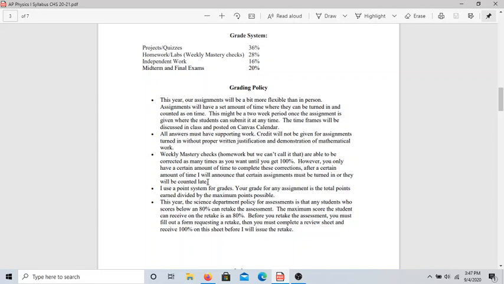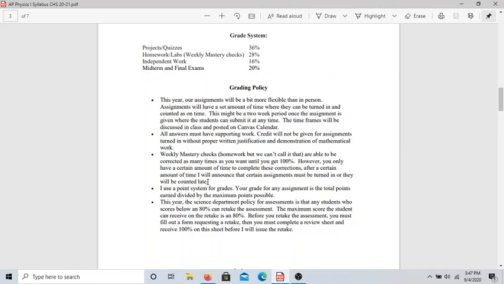I don't really know how you rescore on a project, and you shouldn't be getting lower than 80 on a project. But basically, for any quiz you take, if you get lower than 80, you are allowed to do a retake. The maximum score you can get on the retake is an 80%.